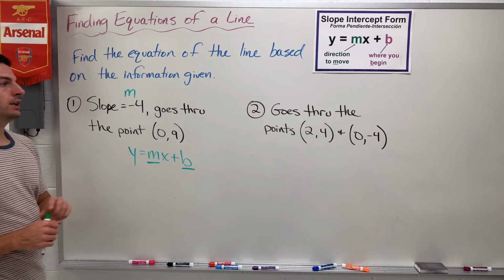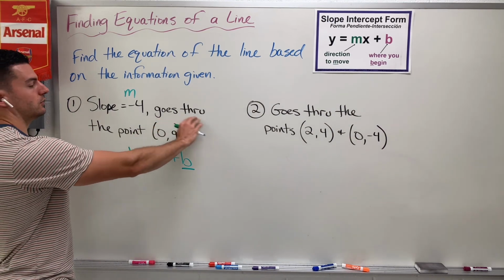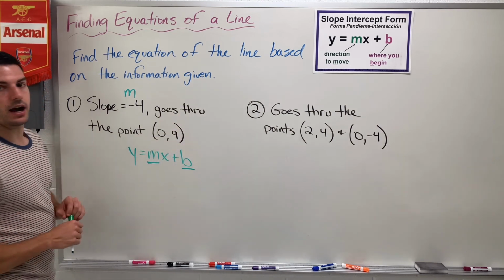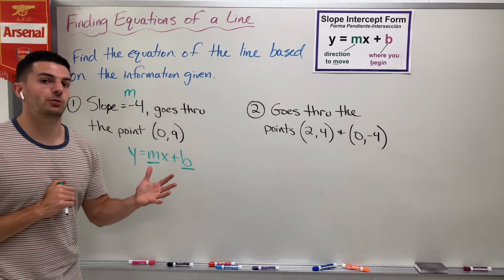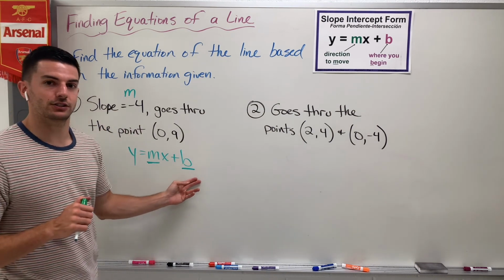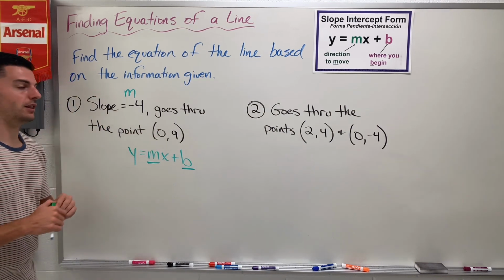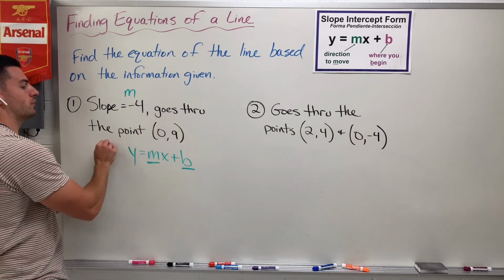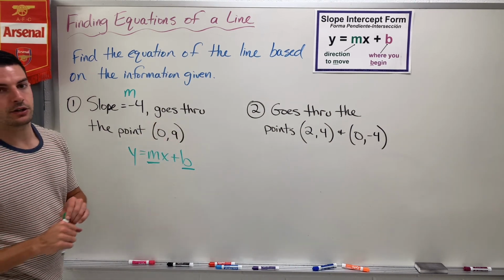The m number. But then it tells me it goes through the point 0, 9, okay? And it's awesome when it says the slope is this and the y-intercept is this, right? Because b is what the y-intercept is. But it does not tell me that exactly. It says goes through the point 0, 9, okay?